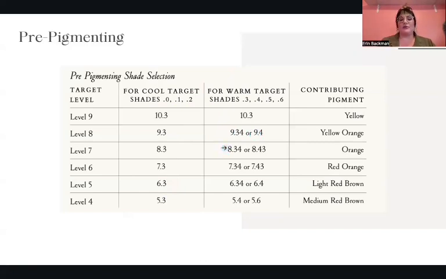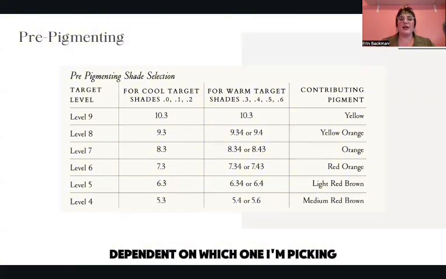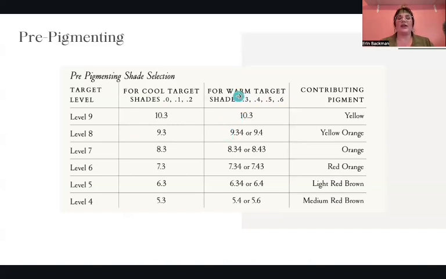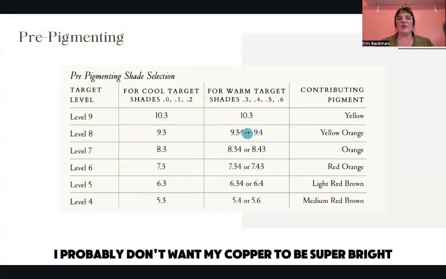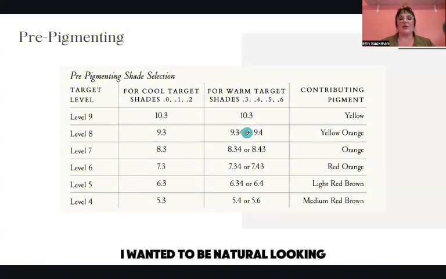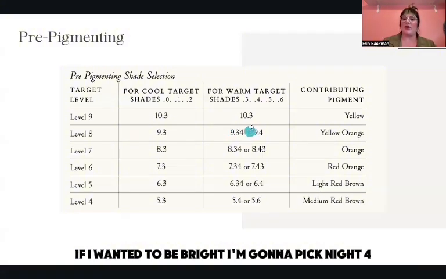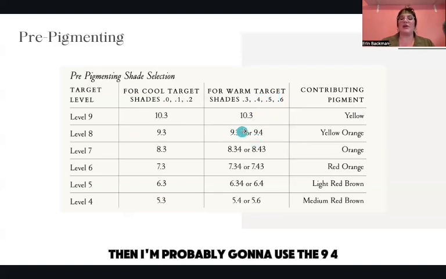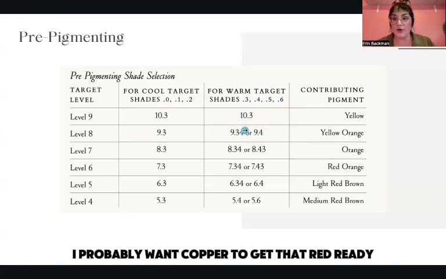And I would choose each of these dependent on which one I'm picking. So let's say I want a level 8 that is going to be like a gold or a copper. I'm going to probably choose the 9.3.4 instead, because I probably don't want my copper to be super bright. I want it to be natural looking. So that's what I would choose. If I want it to be bright, I'm going to pick 9.4. If I'm looking for a level 8.6, then I'm probably going to use the 9.4. I probably want copper to get that red ready.